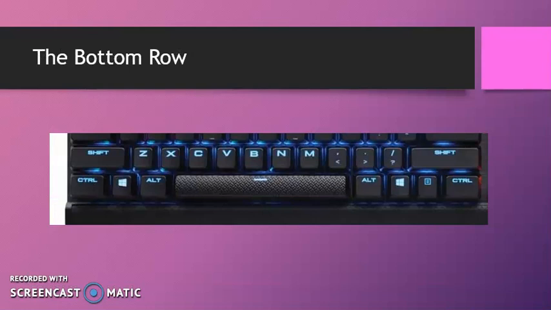The bottom row keys are unique because there are only 7 letters in the bottom row, and there are 3 symbols, and then there are 2 shift keys. So this is a little bit of a change from what we're used to.